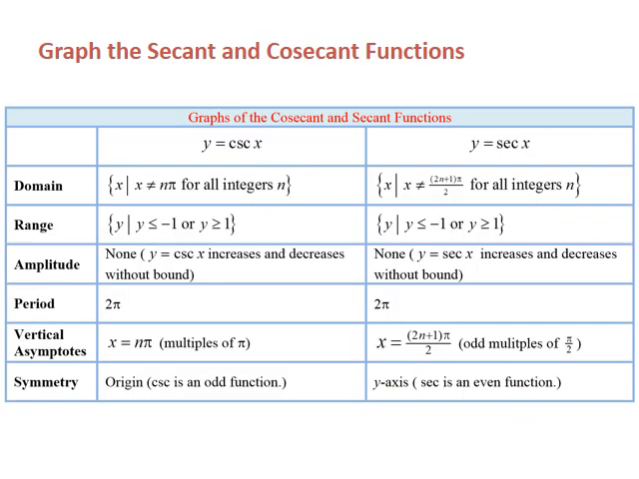Now here, this is all the information about cosecant and secant. It involves the domain, the range, amplitude, period, vertical asymptote, and symmetry. You can pause the video and take a look at that if you want, but I'm going to just jump into graphing these right away.